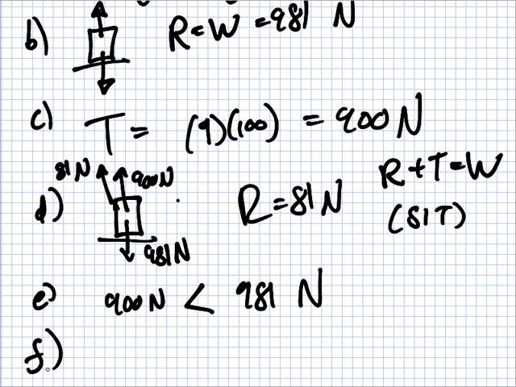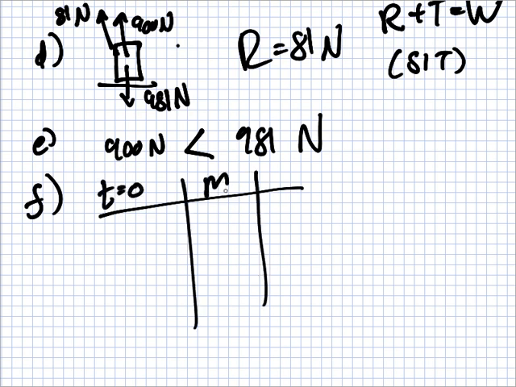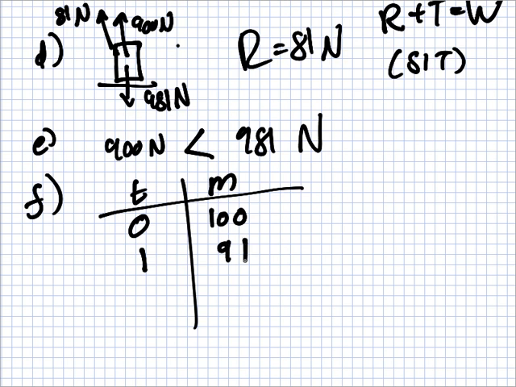So let's try and figure out when that is. Yeah. So if I draw a little table here, let's look at the time and the mass. Right at the beginning, the mass is 100 kilograms. Then after 1 second, it burns 9 kilograms, so you're left with 91. Then after 2 seconds, you're left with 82.